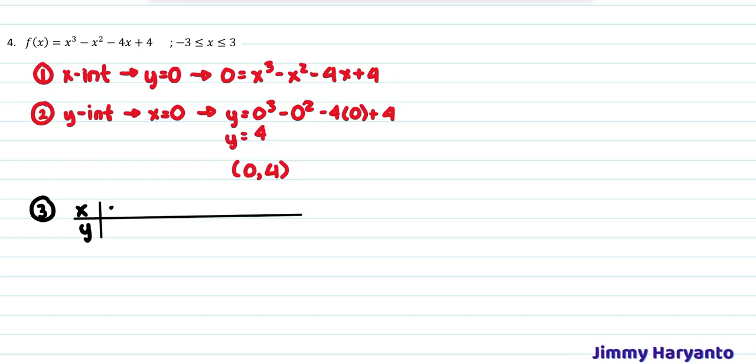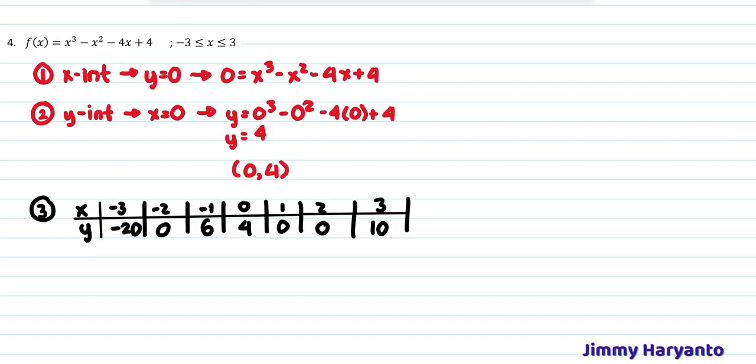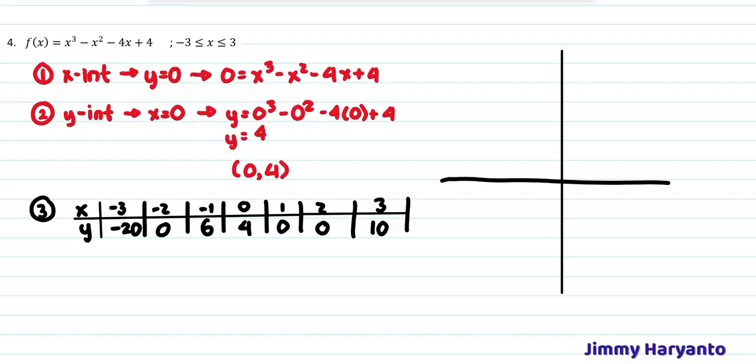So let's start from negative 3, and then negative 2, and then negative 1. We already have 0, which is 4, and then 1, and then 2, and then 3. Okay, let me calculate it first. Okay, I already calculated all of them, and I have this result. Later we will plot the points, and then we'll connect them using a smooth curve.